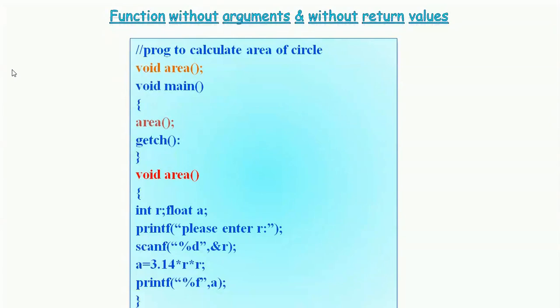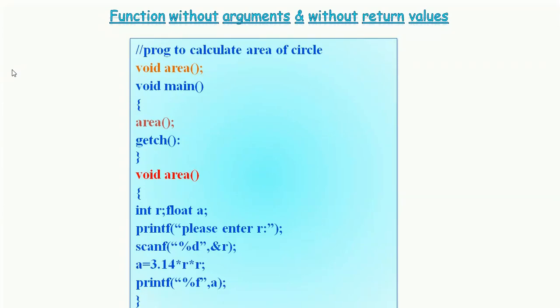In this program we are calculating the area of circle. First of all we are declaring the function which is not returning any value, so we need to write void, and the name of the function is area, and no parameters are passed, so we are not writing anything, and then semicolon. In main function we are calling area function.